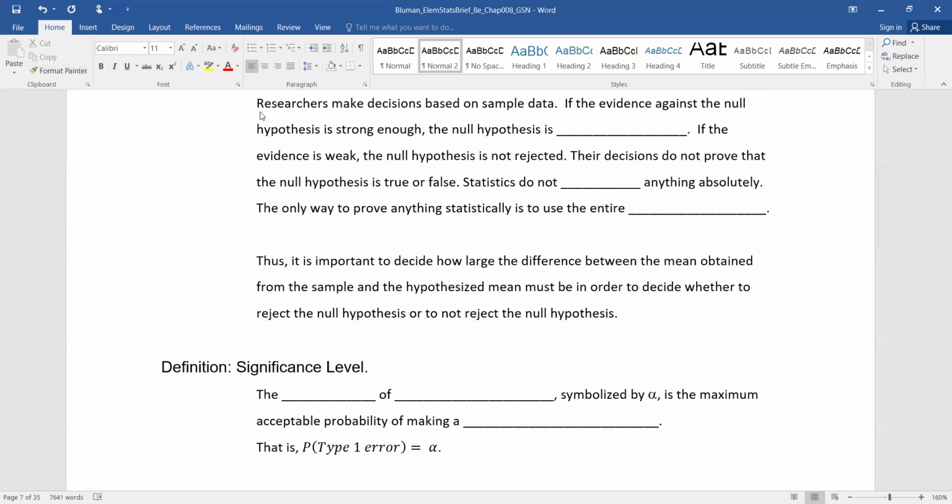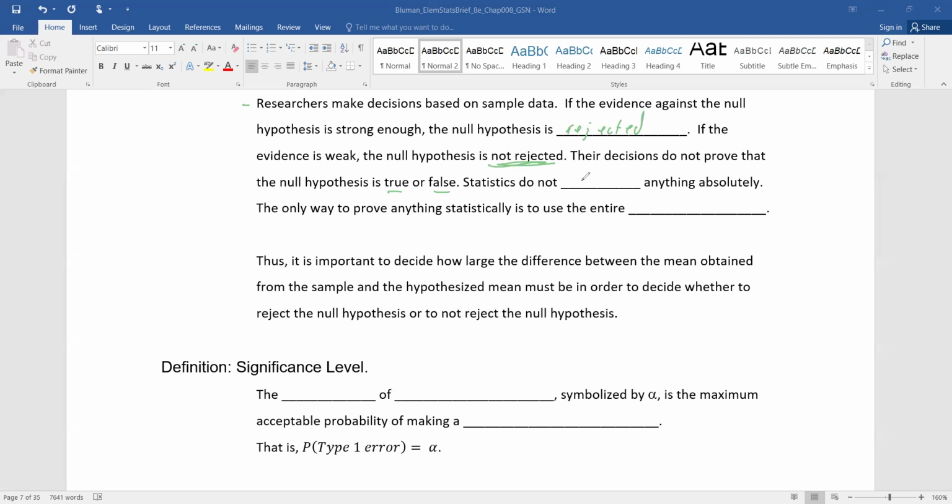All right. Here we go. So this one says researchers make decisions based on sample data. If the evidence against the null hypothesis is strong enough, the null hypothesis is rejected. If the evidence is weak, the null hypothesis is not rejected. Their decisions do not prove that the null hypothesis is true or false. We never state if something's true or false. We simply either accept or reject that null hypothesis.